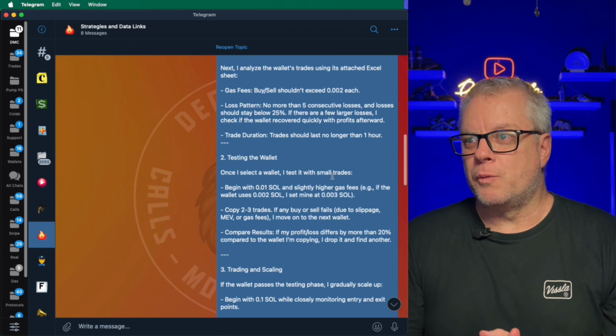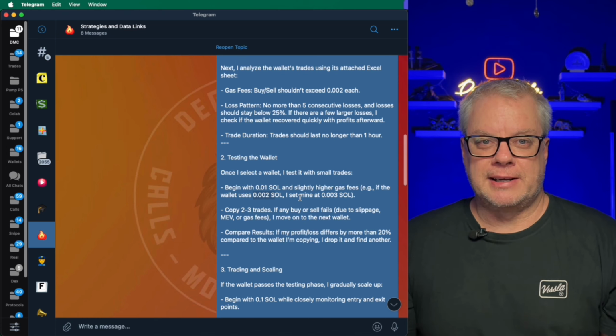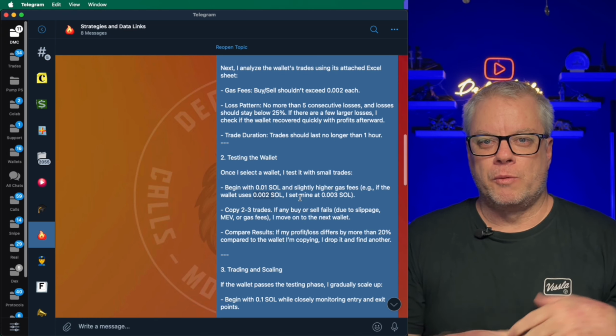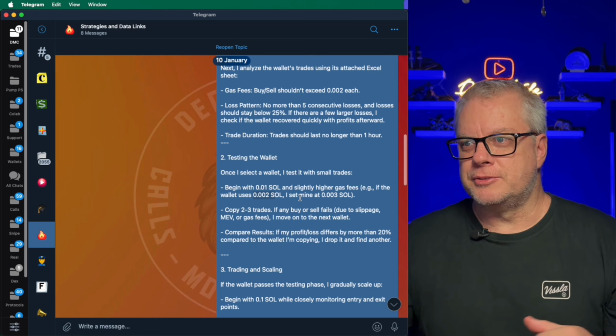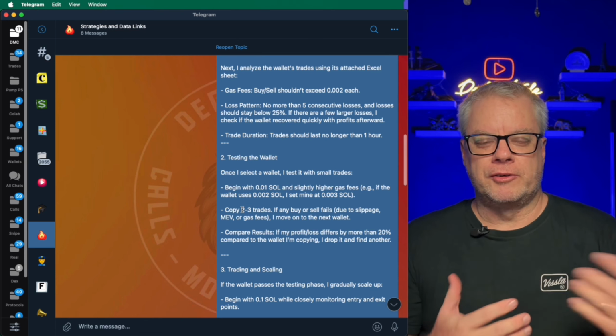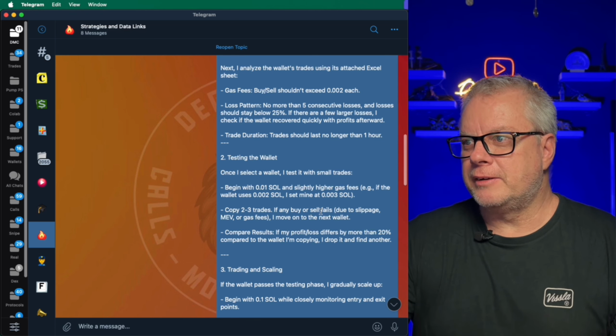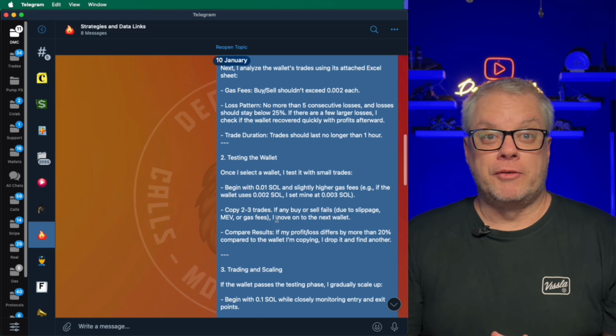But when it comes to testing the wallet, once you select a wallet, test with small trades. We've done that, 0.01. One of the wallets was a bit over 0.002, so we learned our lesson there. Don't need to worry about testing wallets too much when it comes to getting outside of these parameters. Copy 2 to 3 trades, we've done that. We've got some good results, some not so good results. So if any buy or sells fail due to slippage, MEV or gas fees, move on to the next wallet.